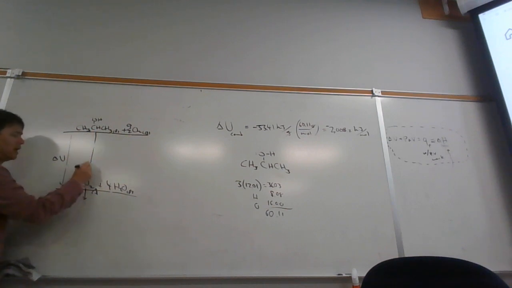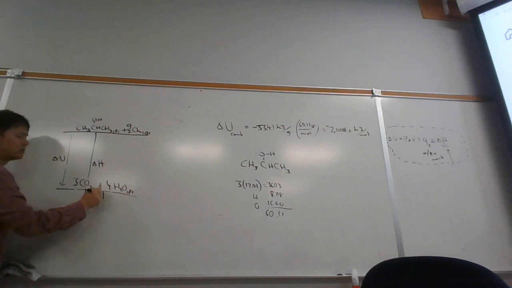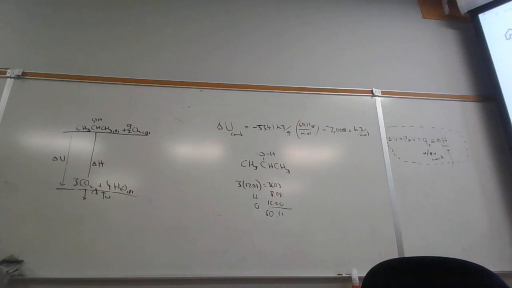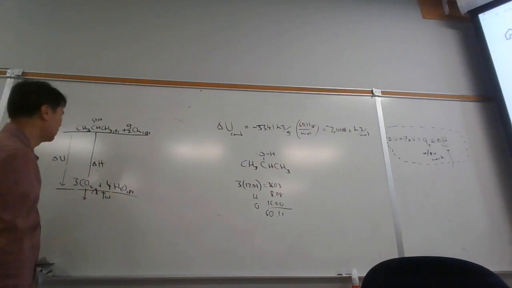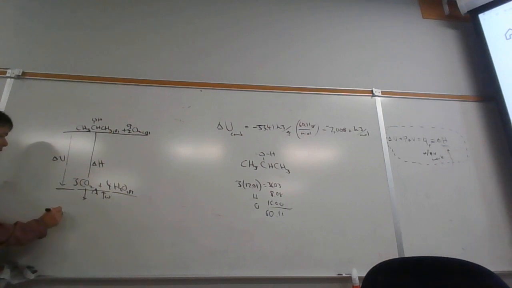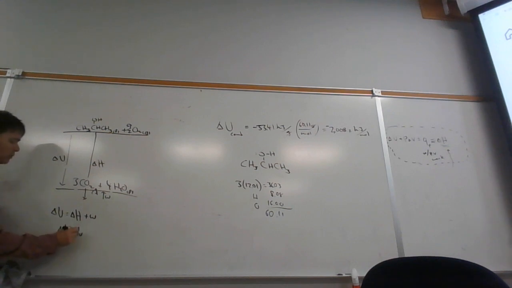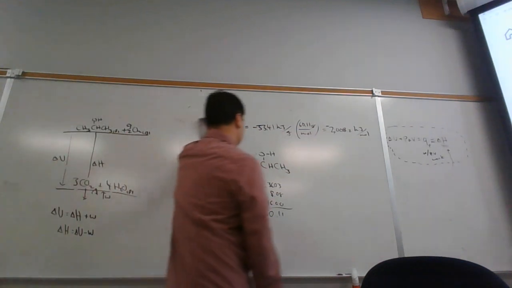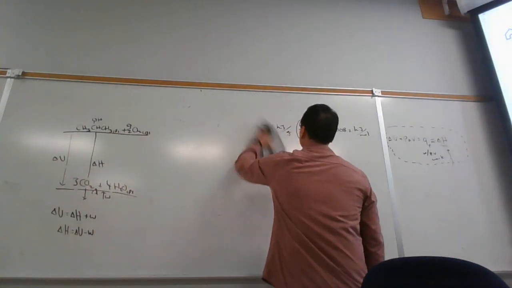And so that means our delta H is going to be bigger because the surroundings will do some work to contribute there. Well, what we need to do is figure out how much work that is, because delta U is equal to delta H plus W. And so if we want to figure out delta H, it is equal to delta U minus W. In other words, delta H, the net, is equal to the gross minus the work.